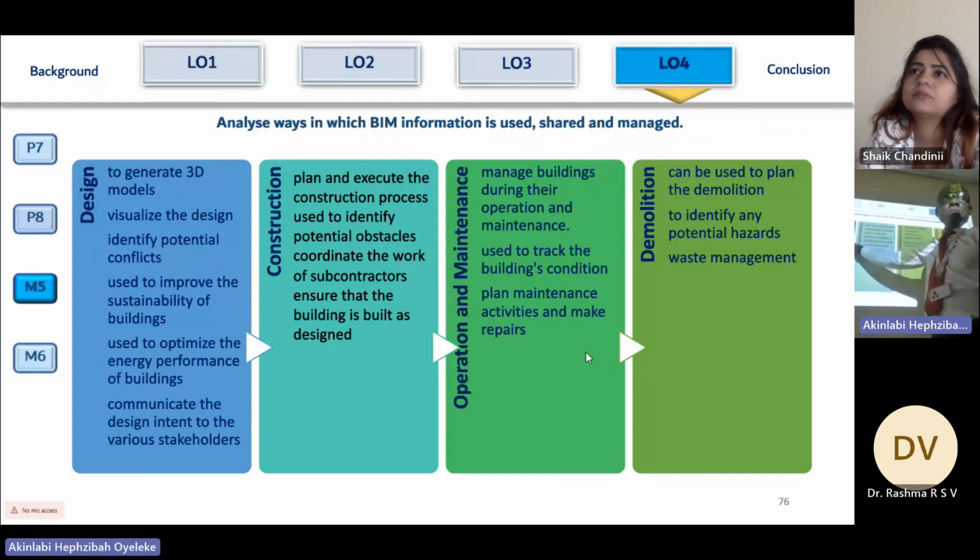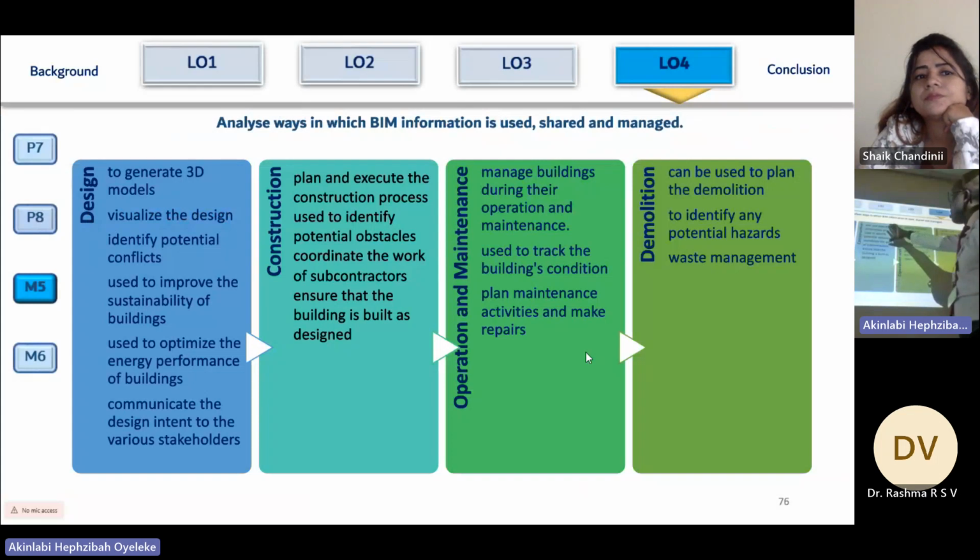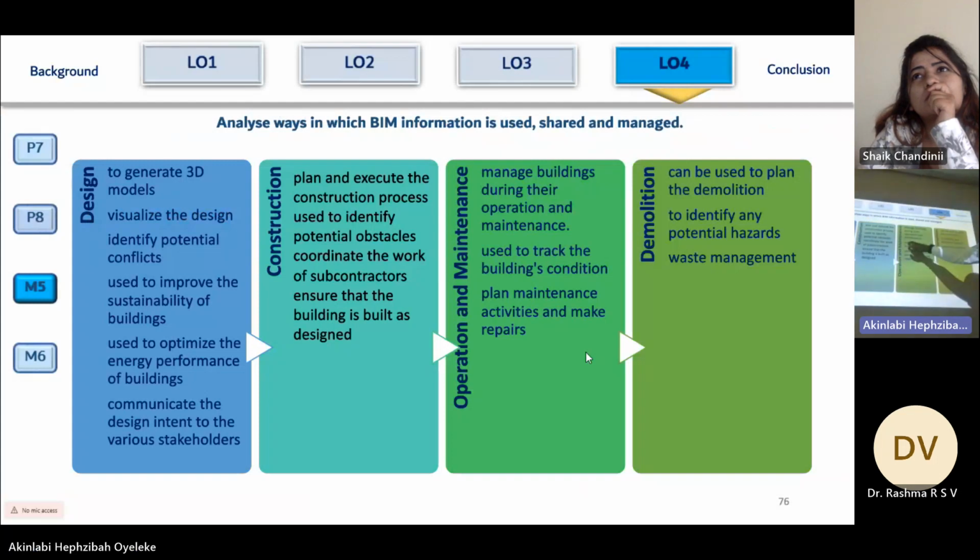You can also use BIM to improve the sustainability of the building using the simulation tools that are available in BIM. In the construction stage, you can use BIM to track the progress of work. You can visually track the progress of work, whether the work is on track or not, and what needs to be done to put it on track. In the operation and maintenance stage, you can use it to track the building's condition and also to plan maintenance activity.